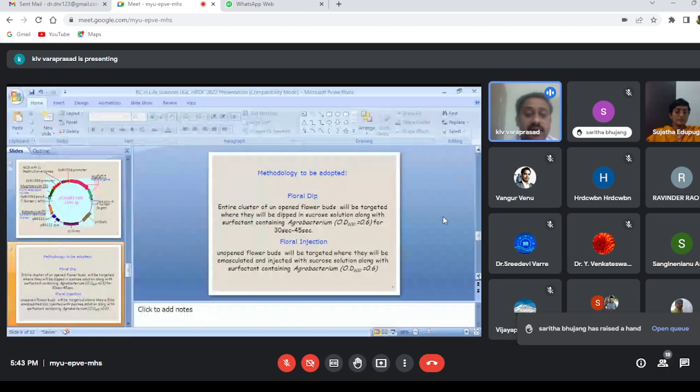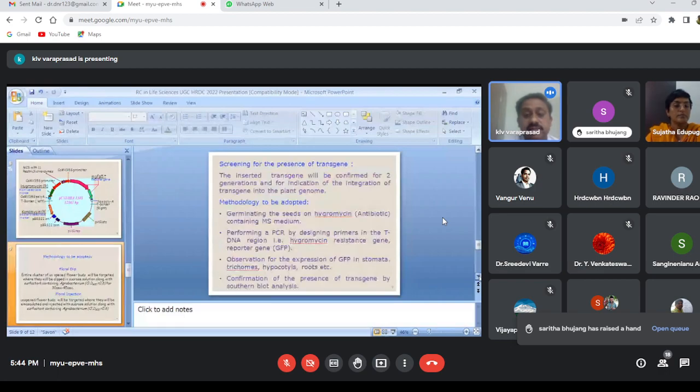Another method is the floral injection method, where we use the unopened flower buds. They will be targeted, emasculated, and injected with a sucrose solution along with the surfactant containing the Agrobacterium culture, which contains the gene of our interest.